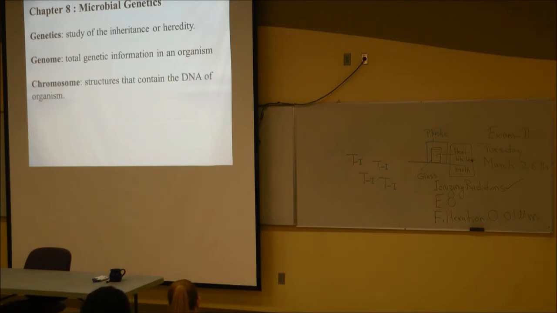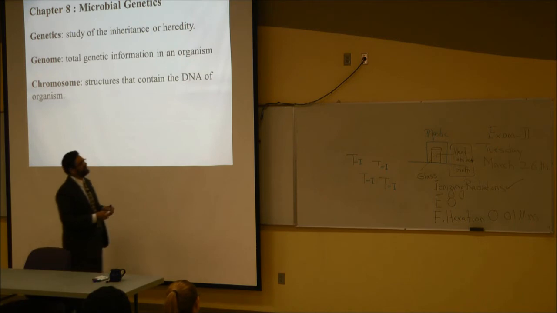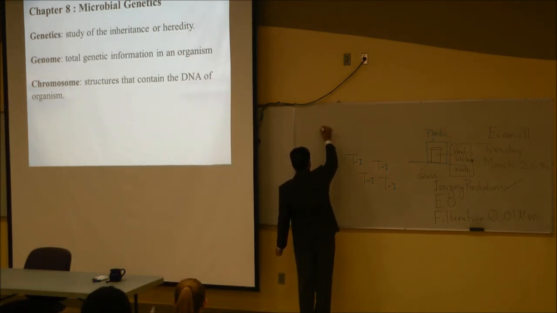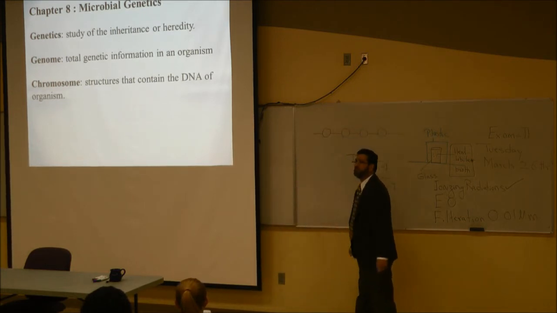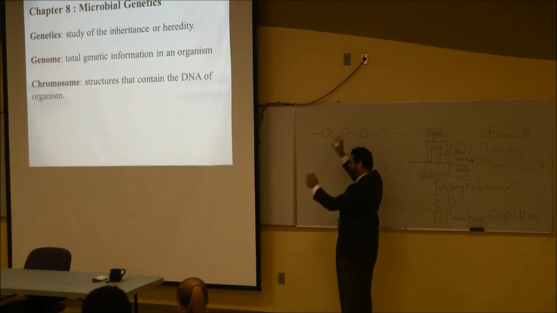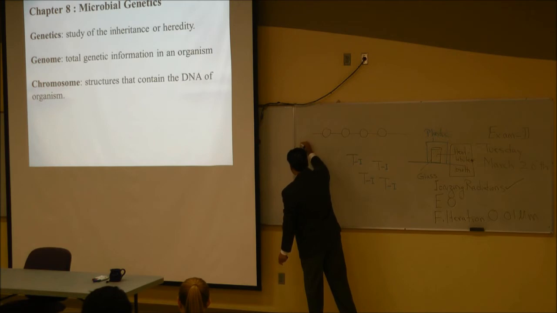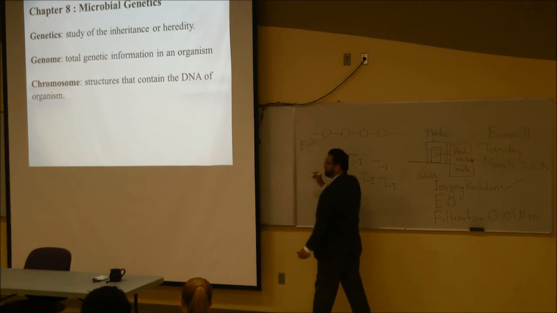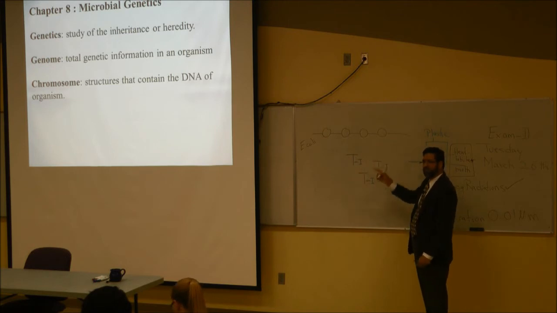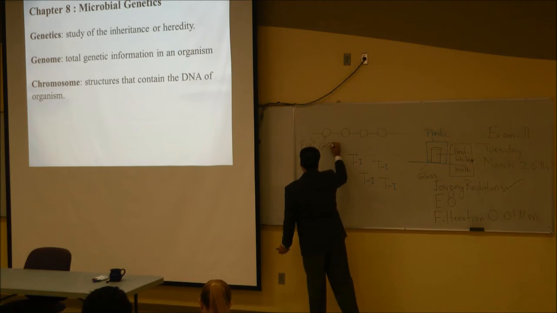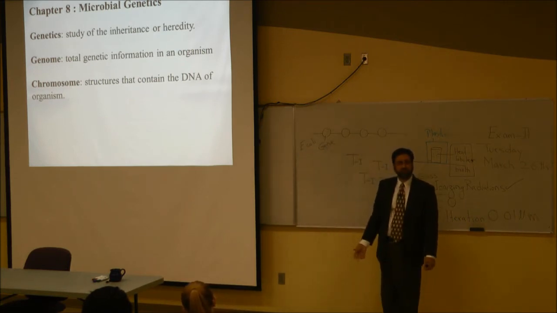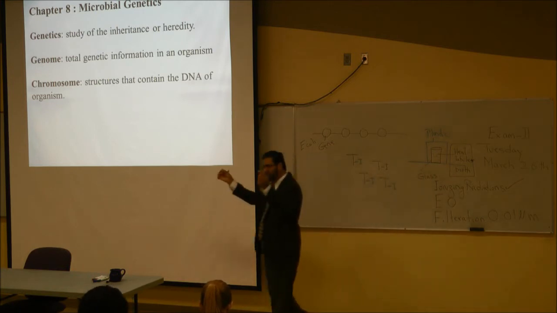Chromosome, structure that holds the DNA of the organism. Or another way, a non-scientific way of explaining, a bracelet, a necklace made up of pearls. What would you call this? This is a pearl. This is a chromosome of E. coli. It has one bracelet. How many pearls are in that necklace? 1,000. Each pearl is a gene. So a string of genes, a set of genes, is called a chromosome.